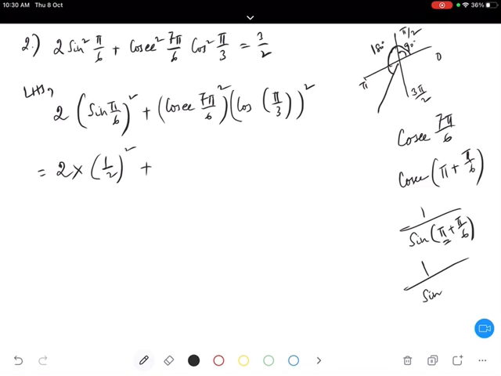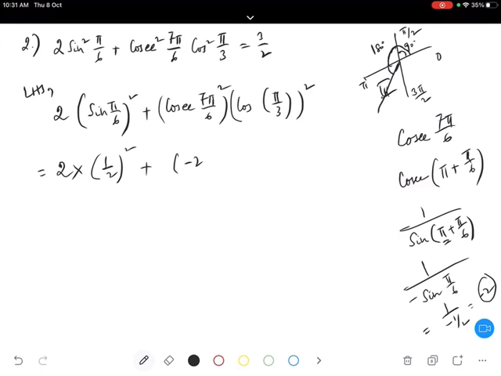Now tell me, in the third quadrant, is sine positive or negative? Negative. Please revise, guys. So I get minus sine pi by 6, and sine pi by 6 is half. So 1 divided by minus half, this 2 will go up, so I get minus 2. Somebody said 2, that is wrong. The answer is minus 2. So it is minus 2 whole square.